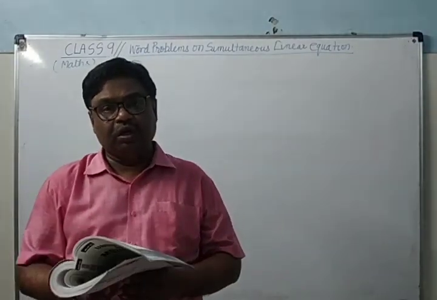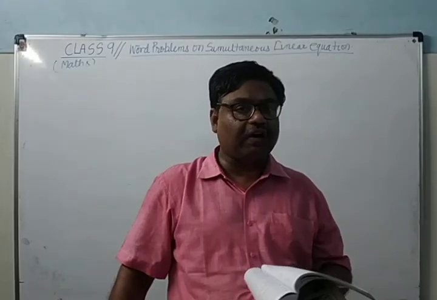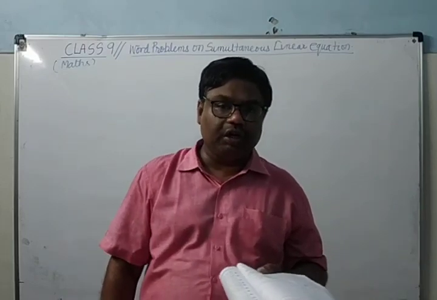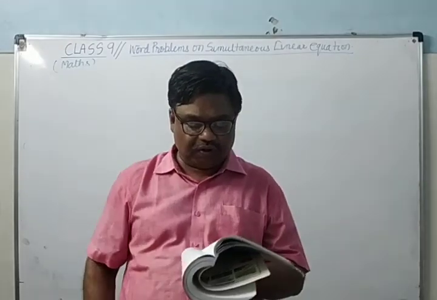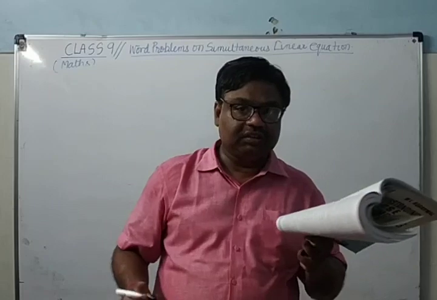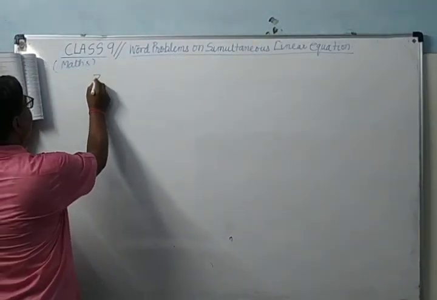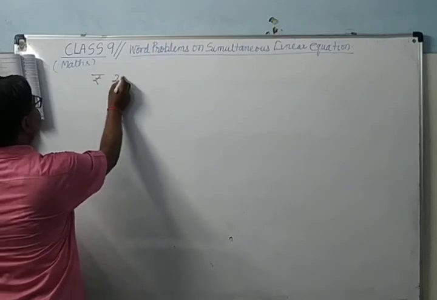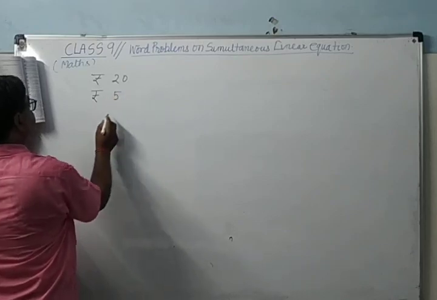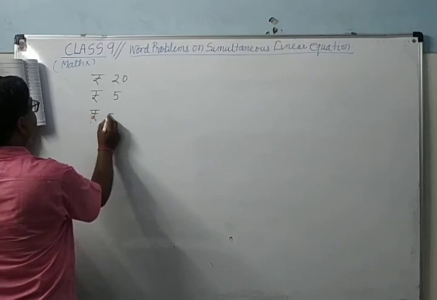Denominations means value. Some notes he has are of rupees 20 value and some notes are of rupees 5 value. Meaning the notes on which 20 is written are of 20 rupees value, and those on which 5 is written are 5 rupees denomination. Which amounts to rupees 380, meaning what is the total value of all the notes? Some notes are of rupees 20 and some notes are of rupees 5 and they total amount to rupees 380.